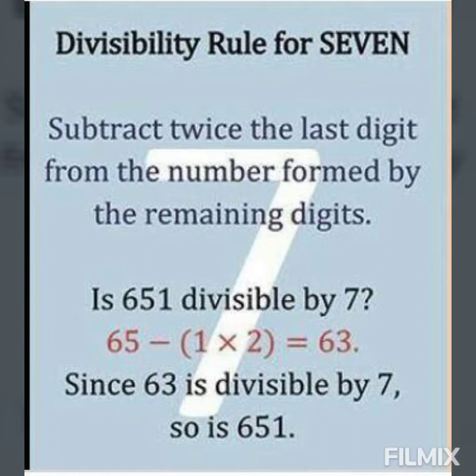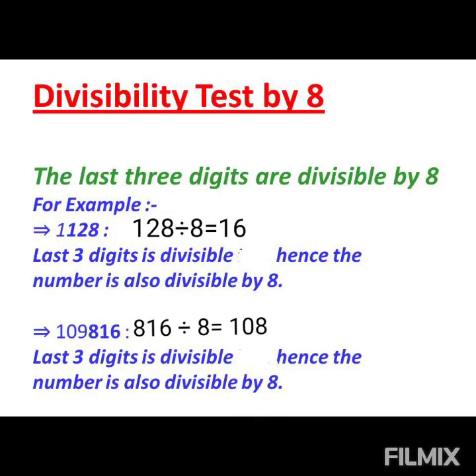As we all know that 63 divided by 7 is equal to 9. It means 63 is completely divisible by 7. So the given number, that is 651, is completely divisible by 7.